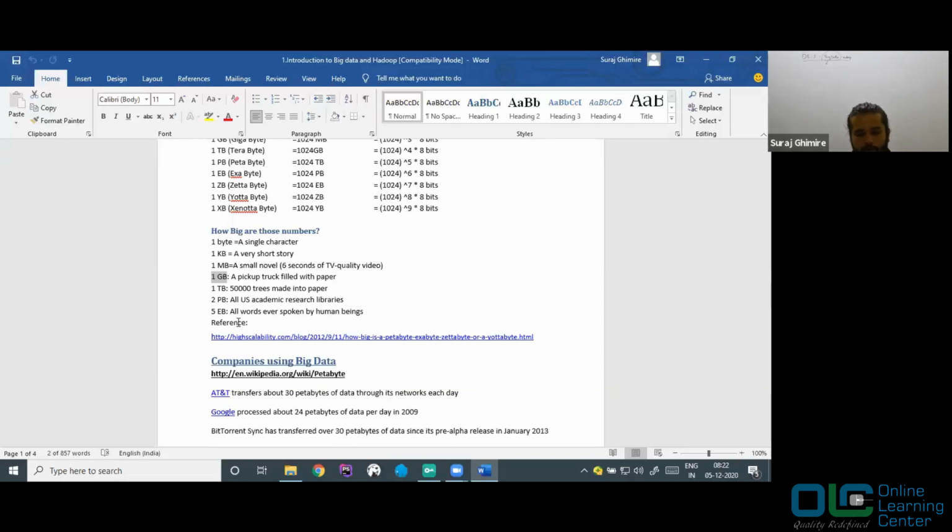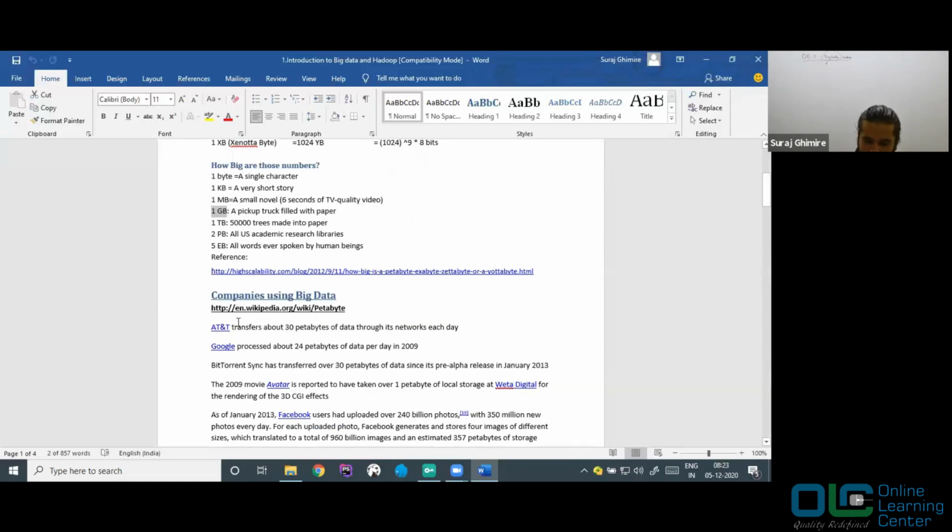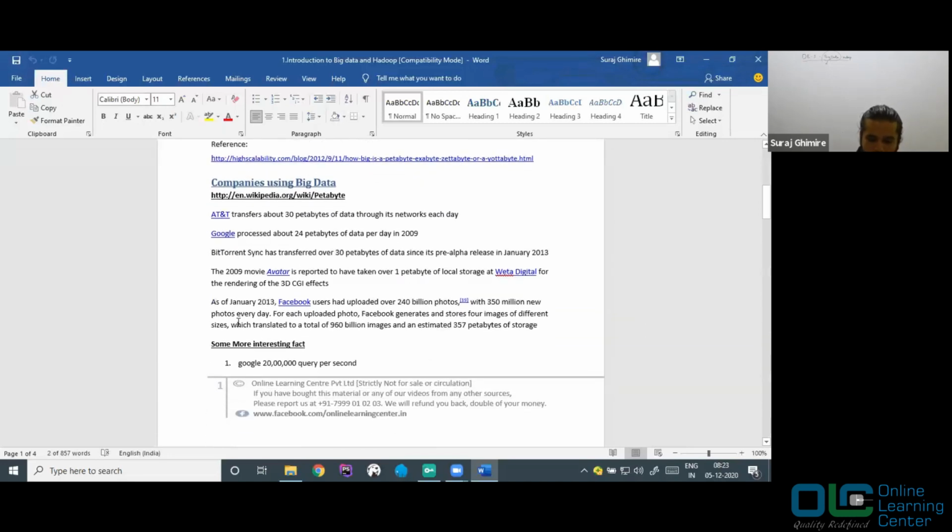I have never written 1 MB of code in my entire life in a single go. I might have, if I put all my code into a single file, but writing 1 MB of code is really impractical in a single project. Now, I've told you about companies which use big data. Every company uses big data. Some examples: AT&T uses big data. Google uses big data to process 24 petabytes of data a day. These are all informations available on the internet, and I've just collected them from there.